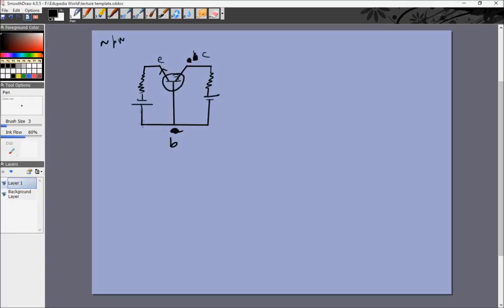Yeah, so now if this is 0, this is negative, so the base emitter junction is forward biased and the collector emitter junction is reverse biased. Let's call this VEE and then let's call this VCC. Let's say there's a current IB flowing from here, there's a current IE, emitter current, and there's a collector current IC.